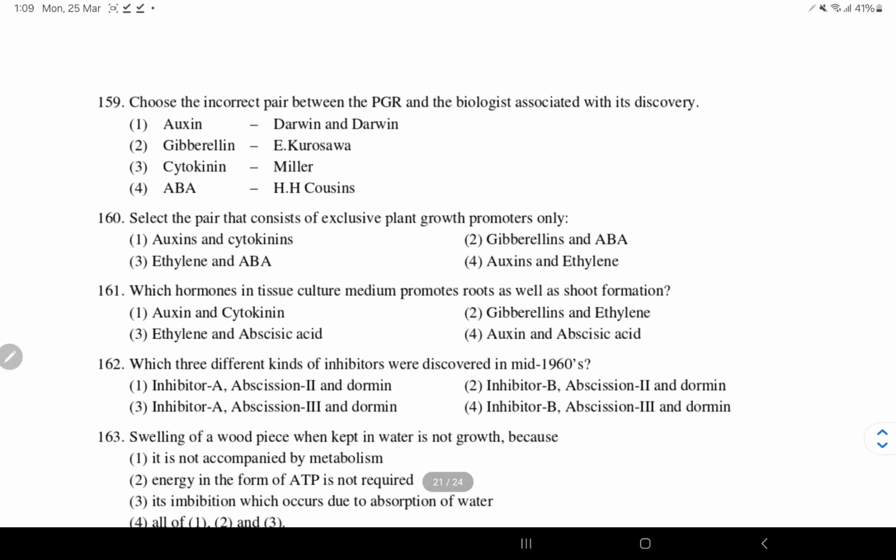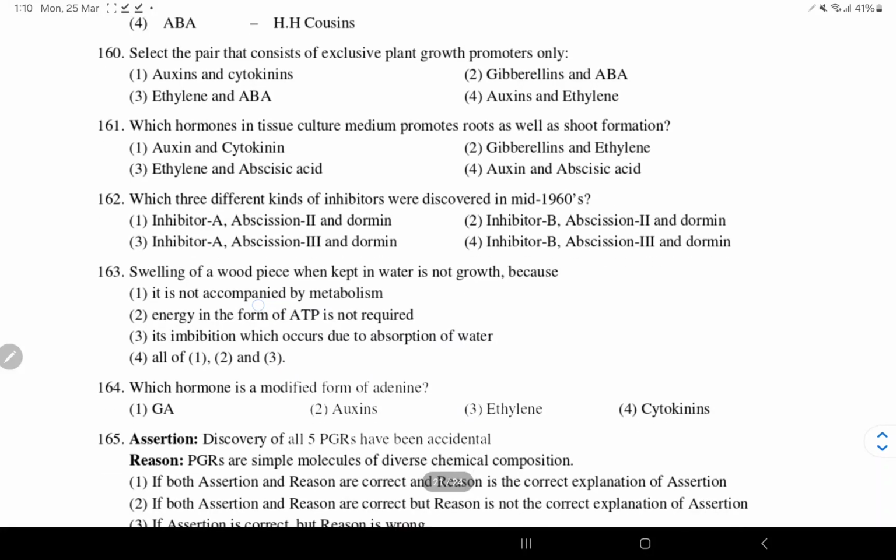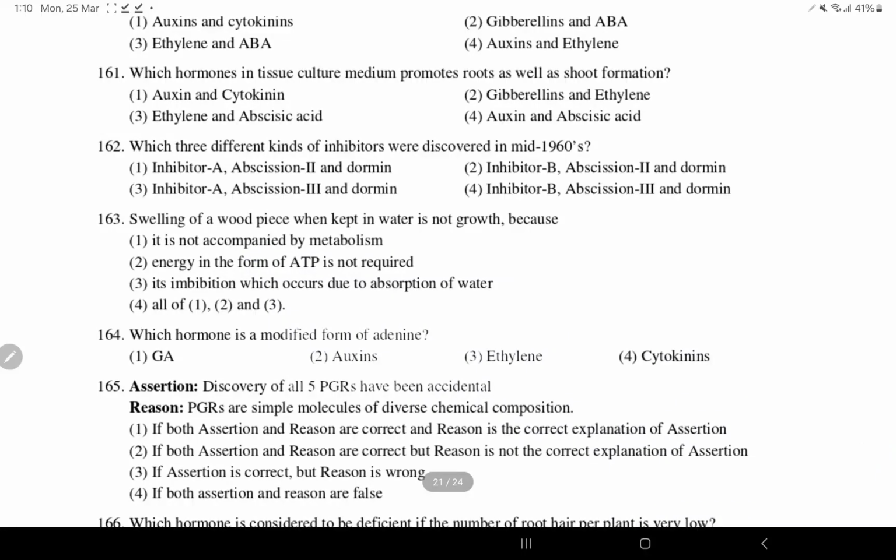Option 3. Choose the incorrect pair between PGR and biologist associated with the discovery. Auxin, Darwin and Darwin, right? Gibberellin, E. Kurosawa, right? Cytokinin is Miller, right? ABA is three independent scientists, not H.H. Cousins. For H.H. Cousins, it is ethylene. The pair that consists of exclusively plant growth promoters only. First one, auxins and cytokinin. Which hormone in tissue culture medium promotes the roots as well as shoot formation?